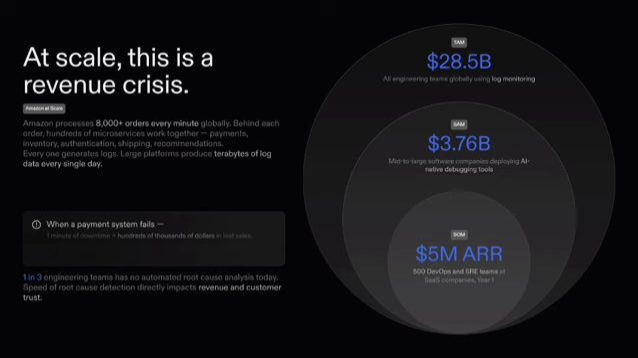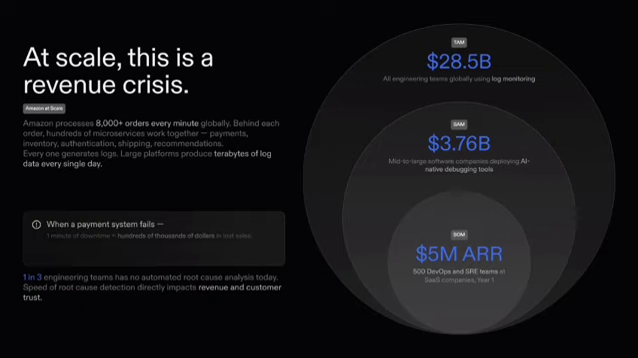Let's look at a real industry: large e-commerce platforms. Companies like Amazon process over 8,000 orders every minute globally. Behind each order, hundreds of microservices are working together, handling payments, inventory, user authentication, shipping, and recommendations. Every one of these services continuously generates logs.